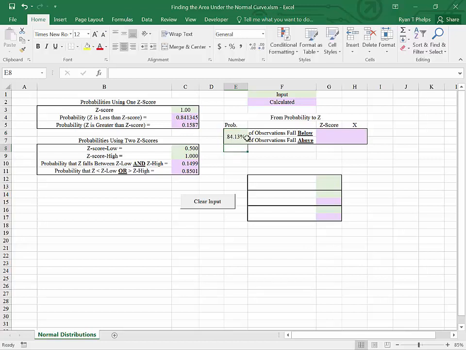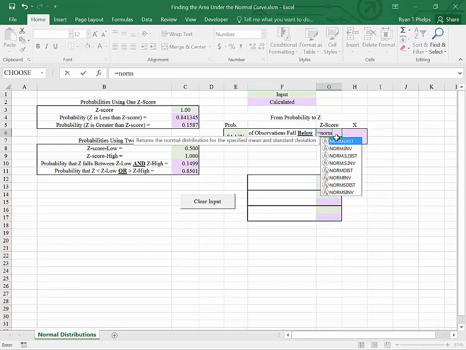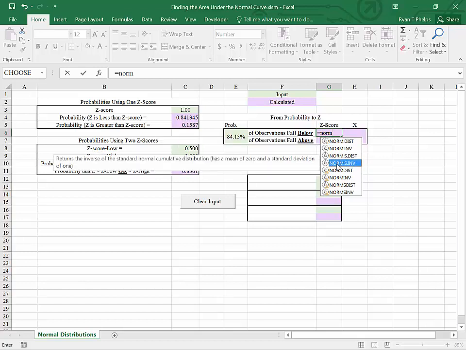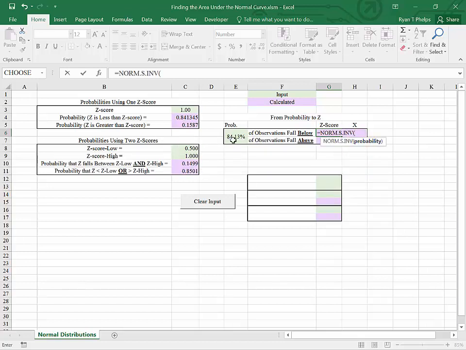0.841345. Okay, and we want to be able to get a z-score like that one. The function is equals, start typing NORM. We're still working with a standard distribution, that is the normal distribution with mean 0 and standard deviation 1. NORM.S.INV, that is going from probability to z-score, is the function that we want. Double clicking on that, it's asking for a probability. Here is our probability, closing the parentheses, and we get a result like 1.